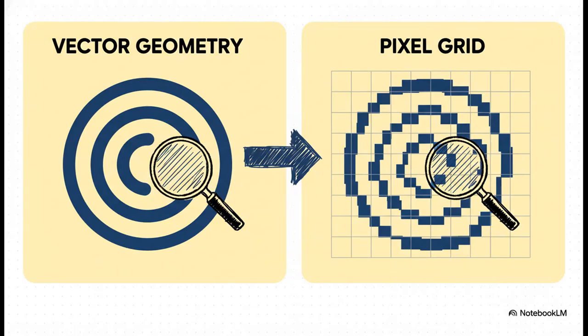And this really gets to the heart of the challenge. On one side, you've got vector geometry. We're talking perfect lines, defined by math, that you can scale up forever and they'll never lose quality. But on the other side, you've got the reality of your screen. It's just a fixed grid of little blocky dots. Rasterization's entire job is to somehow map that perfect mathematical world onto this imperfect physical one.